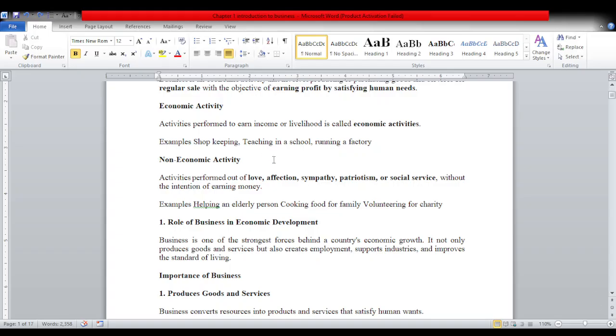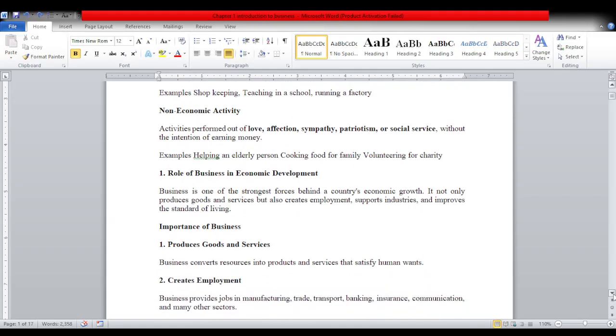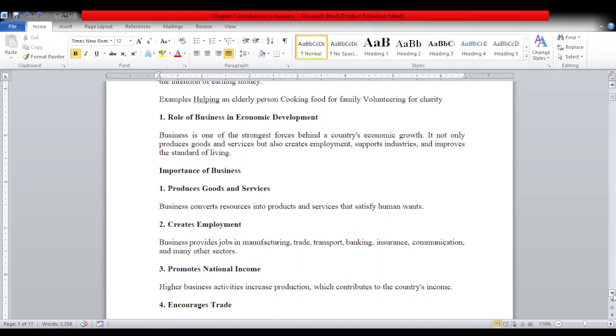Now, after studying the basics of business, we are moving to an important point, that is the role of business in economic development. Business is one of the strongest forces behind a country's economic growth. It not only produces goods and services, but also creates employment, supports industries, and improves the standard of living. So business activities are very helpful for the society as well as for the economy.